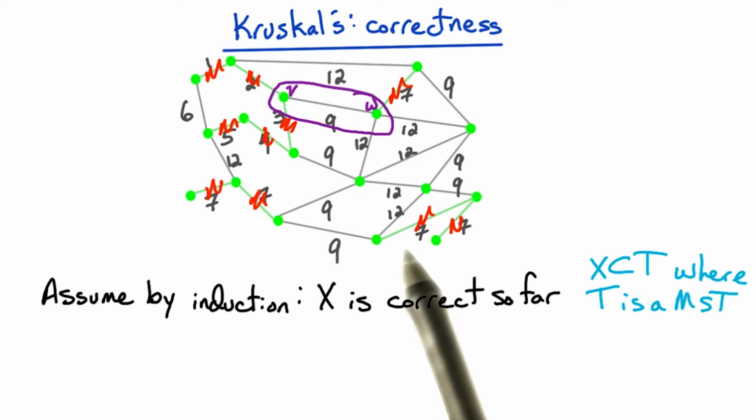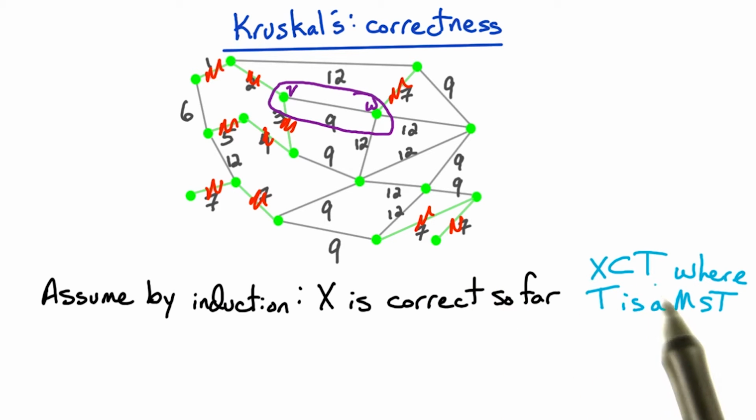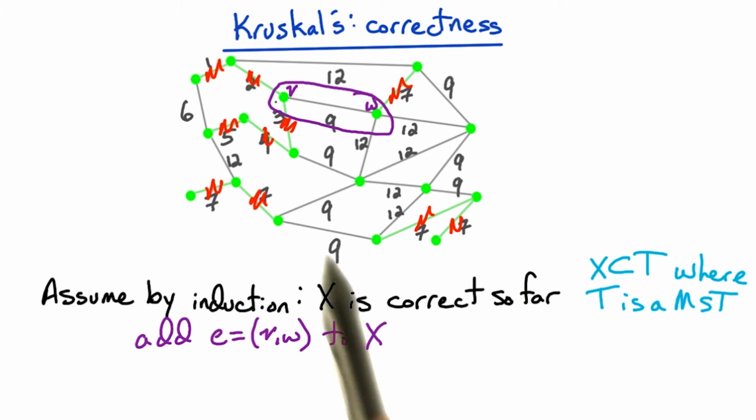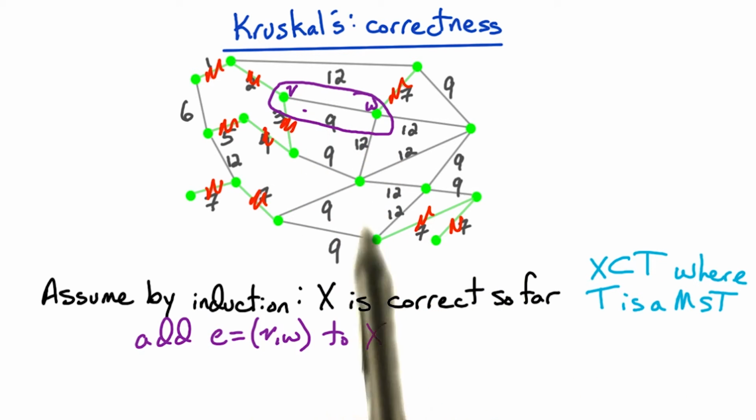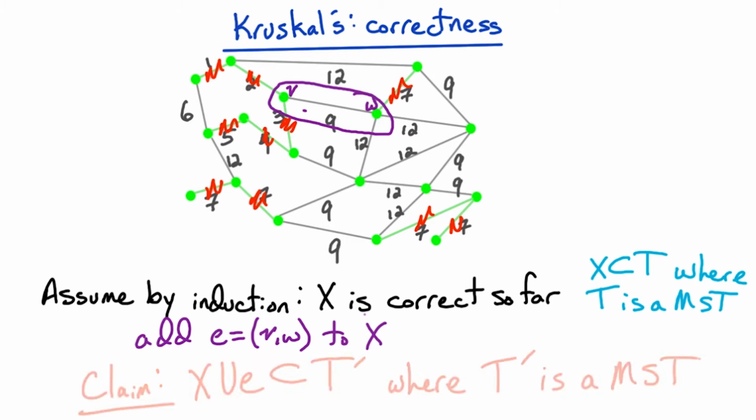So we're assuming that these red edges, which I've now highlighted as green edges, are part of an MST. Now let's suppose that we add this edge that we're considering right now to this subgraph X. If we don't add this edge to the subgraph X, then X is still part of an MST. But if we add this edge E to this subgraph X, then we want to make sure that X union E is part of an MST. And that's our claim that we're going to prove. We're going to prove that X union E is part of an MST T prime.